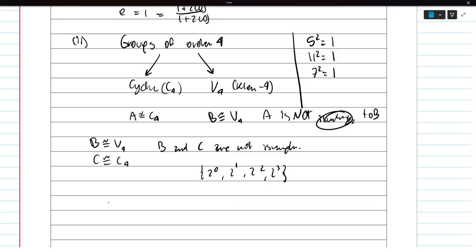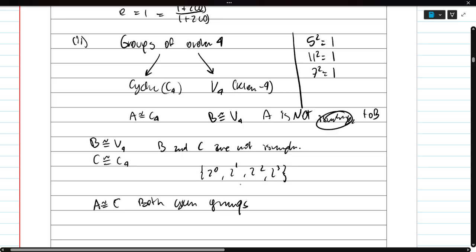A and C. A and C are isomorphic because both are cyclic groups, and there is only one cyclic group of order 4. So I'm actually quite happy with this.